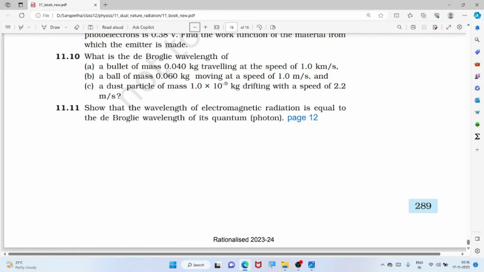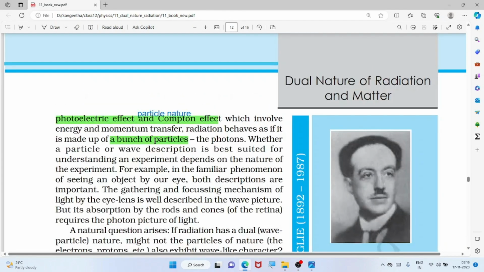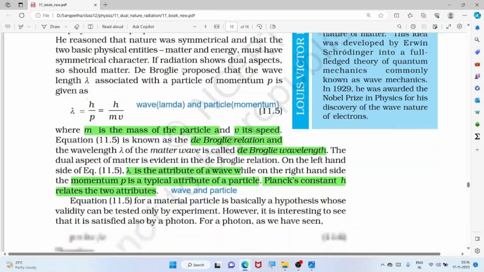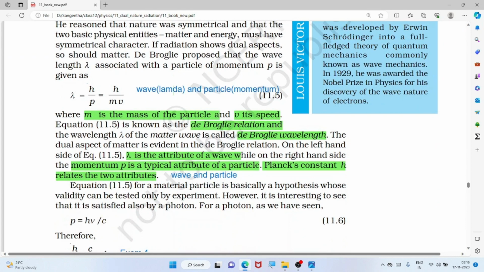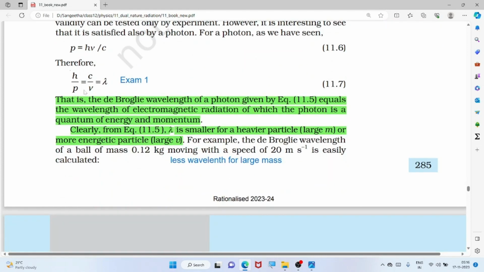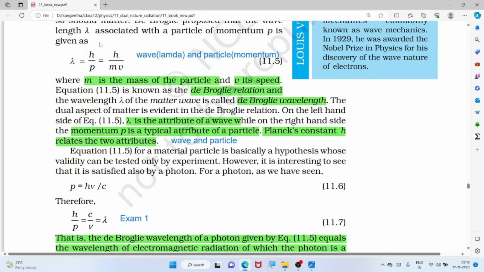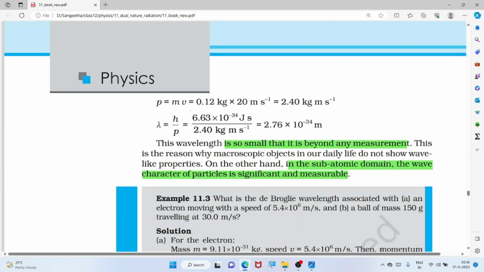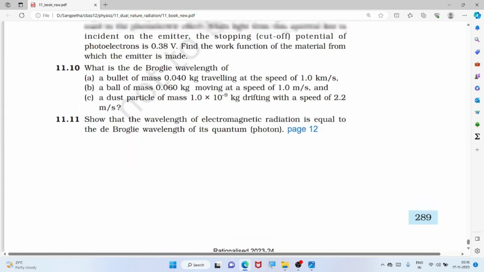So the wavelength of the electromagnetic radiation equals the de Broglie wavelength. So this is the de Broglie equation. How is it related to the wavelength of the electromagnetic radiation? You see, the wavelength of the photon is equal to the wavelength of the electromagnetic radiation. From this, how he derived this, you can go through this.